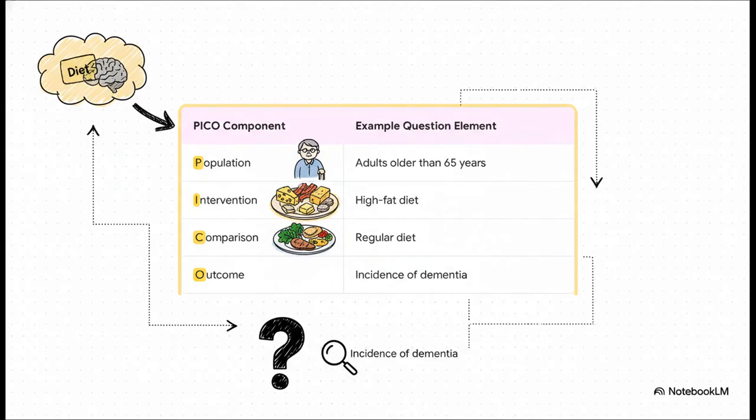And here's how it works in the real world. A really vague idea, something like diet and dementia, suddenly becomes a focused, testable question. You see it here. Among adults over 65, that's our population, does a high-fat diet intervention compared to a regular diet comparison affect the incidence of dementia outcome? See that? That clarity literally gives them a roadmap for the entire study. It's so powerful.